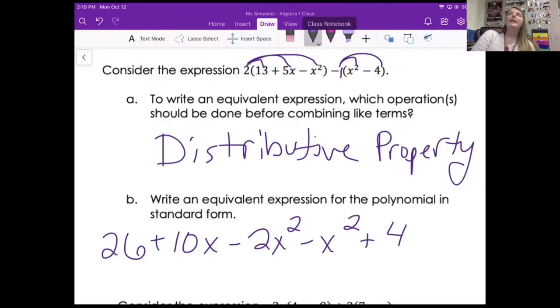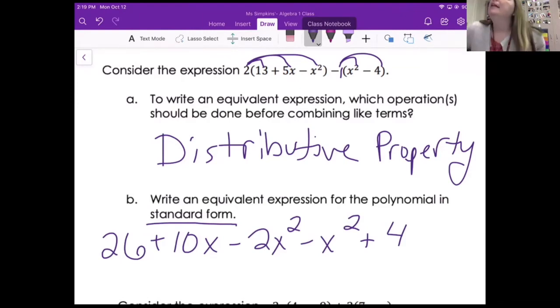Specifically, it says to write it in standard form. So think back to Thursday. What does standard form mean? Yeah, the highest degree or exponent, descending until we get to the smallest degree or exponent.